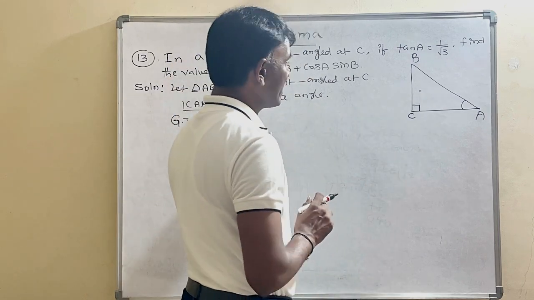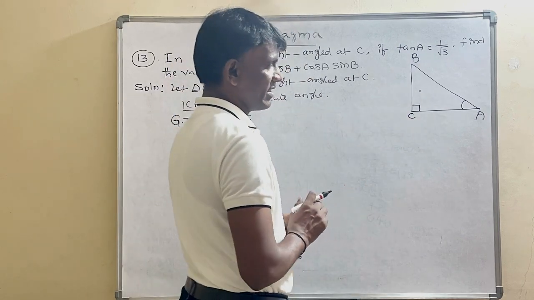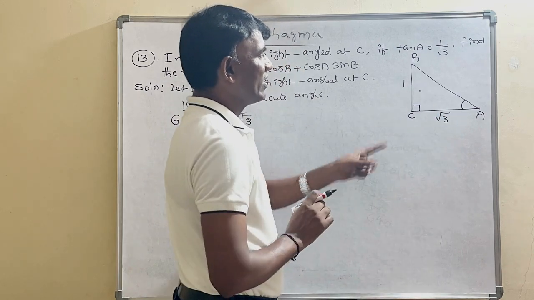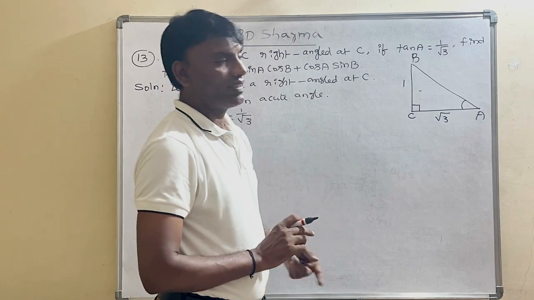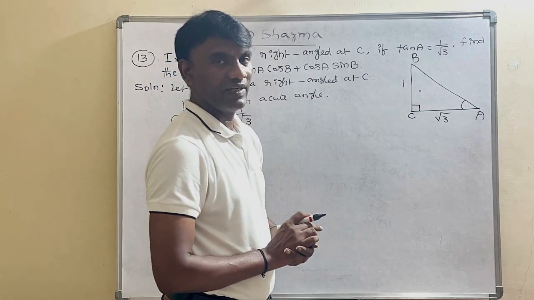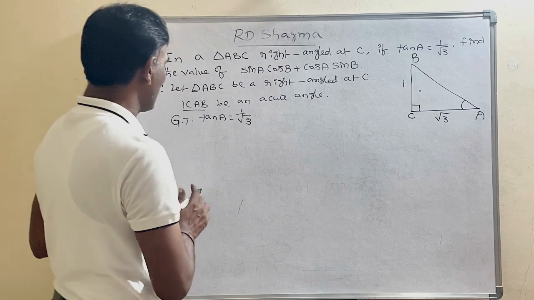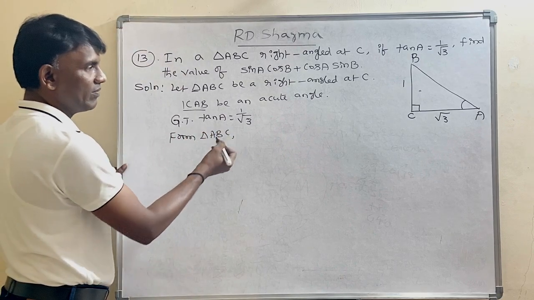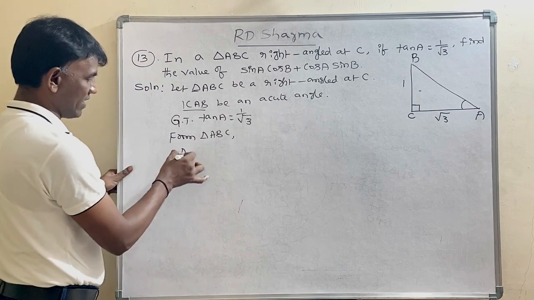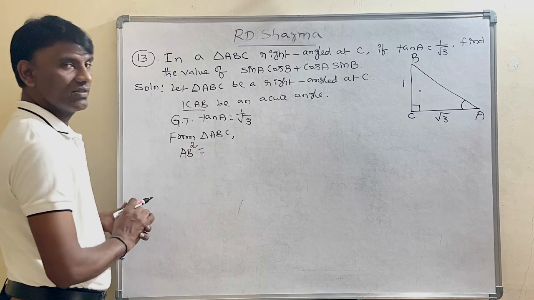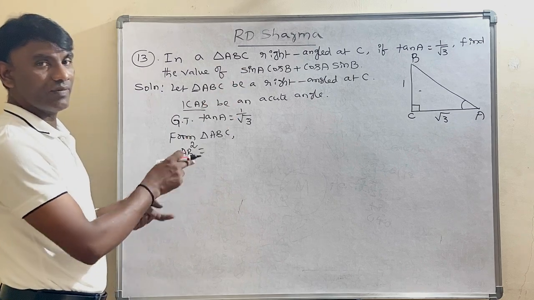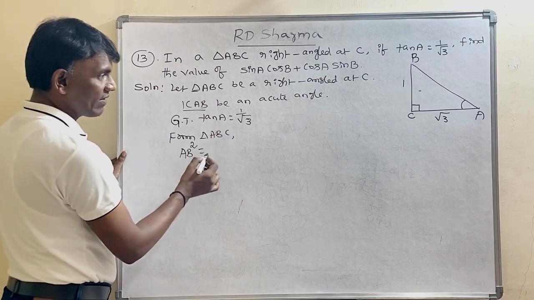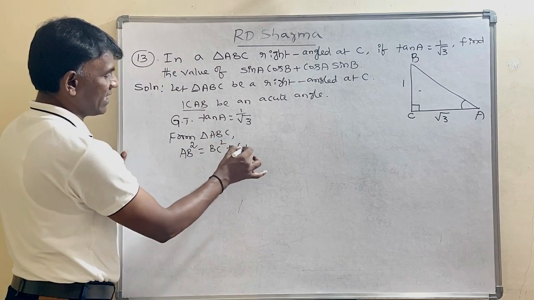So for this tan means opposite side divided by adjacent side. So this is the opposite side and this is the adjacent side. And by using this triangle and Pythagoras theorem, we find the value of the hypotenuse. So for this we can write one more condition, that is from triangle ABC, hypotenuse AB square. Applying the Pythagoras theorem, we write AB square equal to BC square plus CA square.